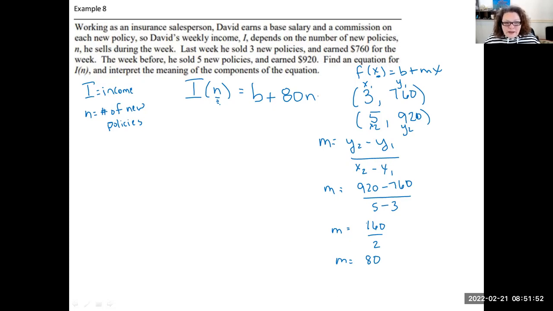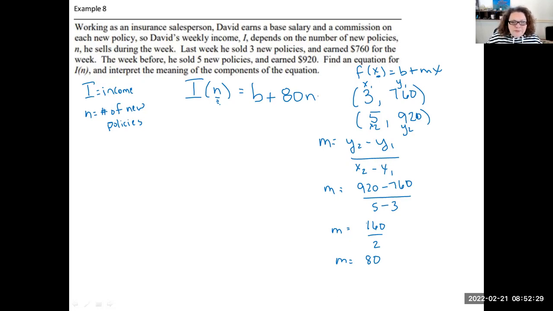Well, now we need to find out what is his initial value? What's his base salary? We know his commission is $80 for each new policy, but what's his base salary? What's his initial starting point for each paycheck? He's going to make a bare minimum of B, even if he doesn't sell any new policies. So we need to find out what that B is. In order to find out what that B is, we need to choose one of these points. And it doesn't matter which one we choose. I'm going to go with the first one just because it's there.